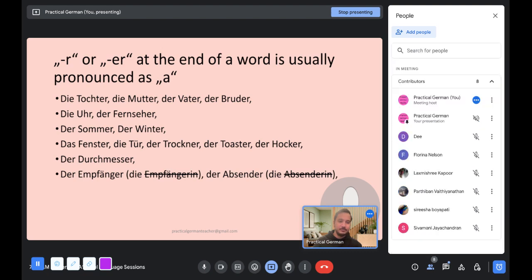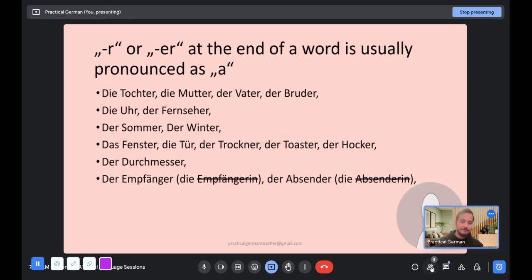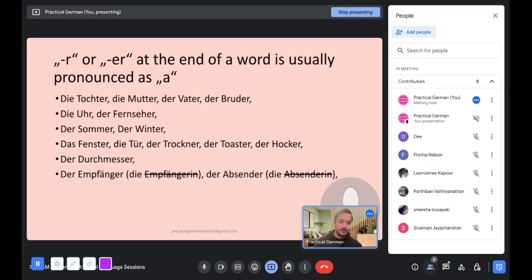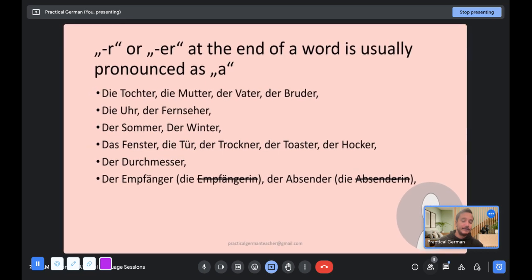Okay, we will have to see if someone will. Yes, Sirisha, do you want to read? 5, 4, 3, 2, 1. No. Sivamani Jayachandran, do you want to read? 5, 4, 3, 2, 1. Florina, do you want to read? Okay, yeah, sure, you can read, Florina. Yeah, please read.